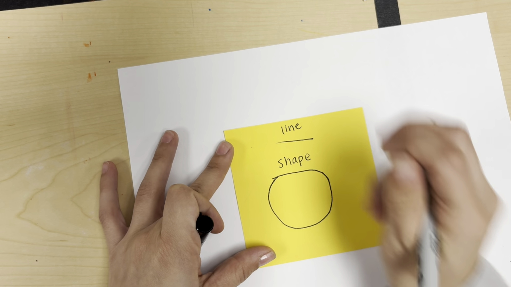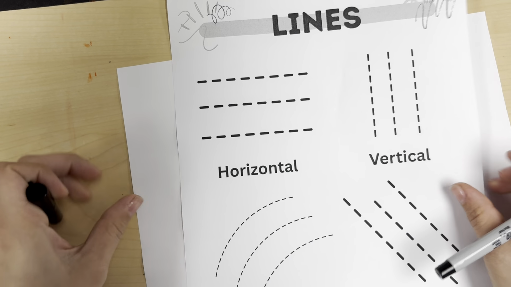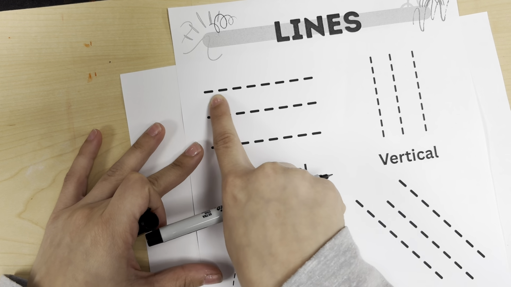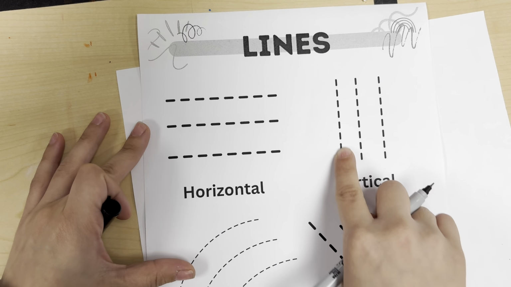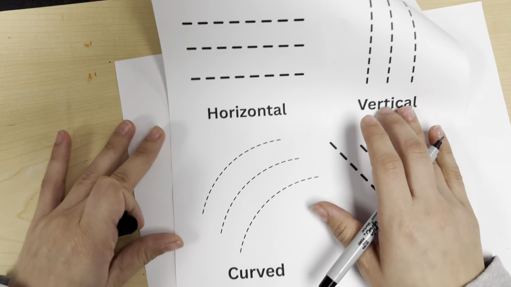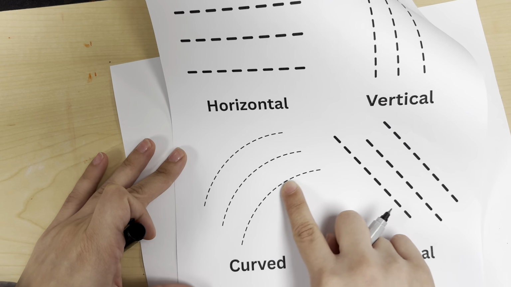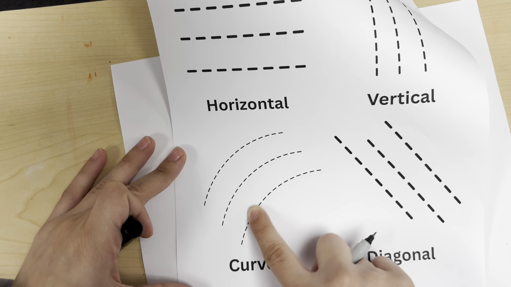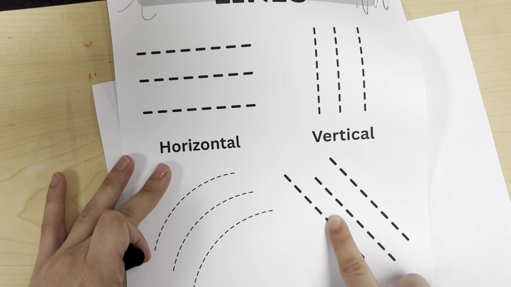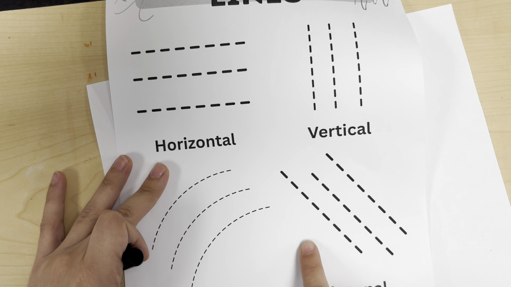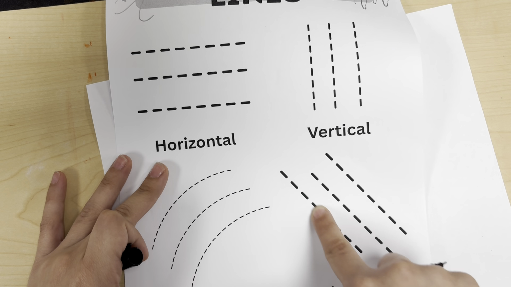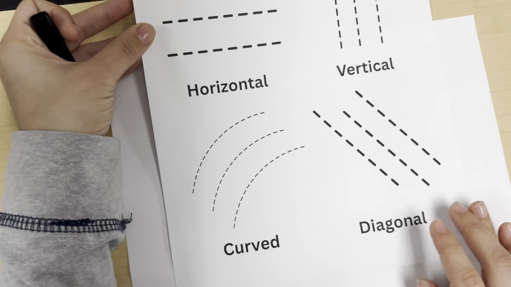Line and shape. You're gonna have to know how to make a few different kinds of lines for this. Horizontal lines go left to right. Vertical lines go up and down. Curved lines look like they're part of a circle. They're not straight. And diagonal lines go at an angle. Horizontal, vertical, curved, and diagonal.